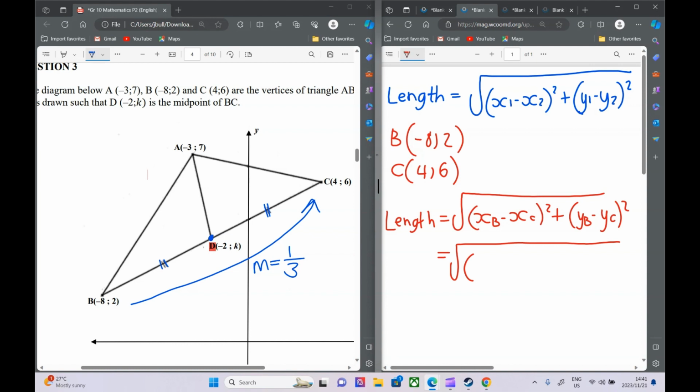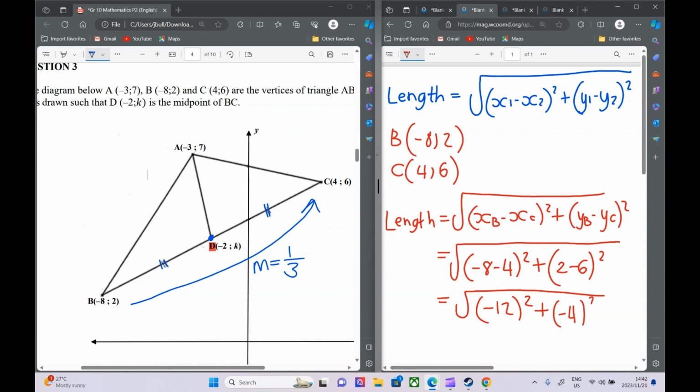Okay, so the X value of B is -8. The X value of C is 4. We square that. And then the Y value of B is 2. The Y value of C is 6. And we square that. So you have a calculator, so you can just plug it straight in. I don't have a scientific calculator right now, so I'm just going to simplify it a bit more. So this first one, minus 8 minus 4, that's minus 12. And then, okay, let's do it properly. Minus 12 squared. 2 minus 6 is minus 4 squared.